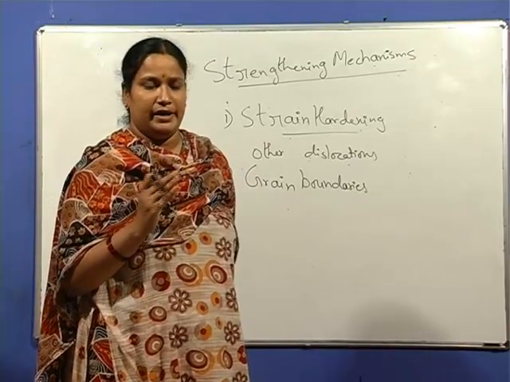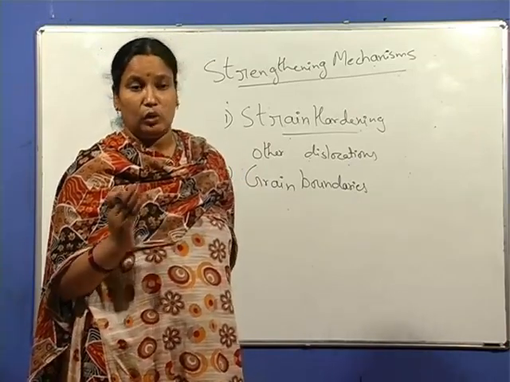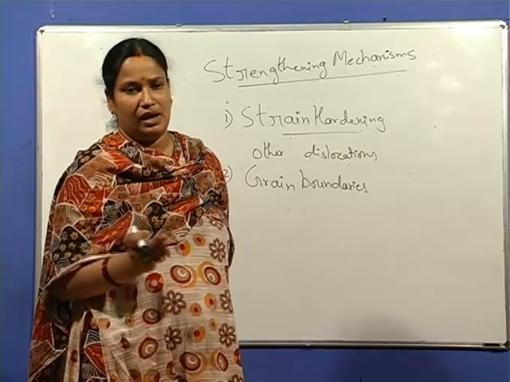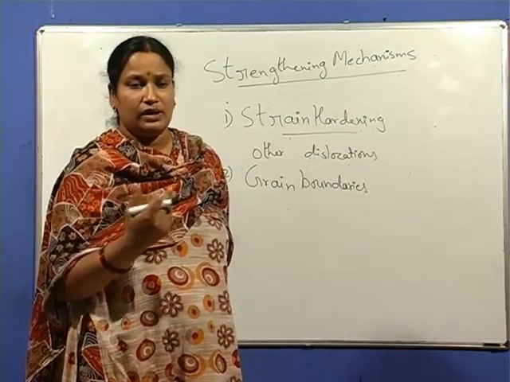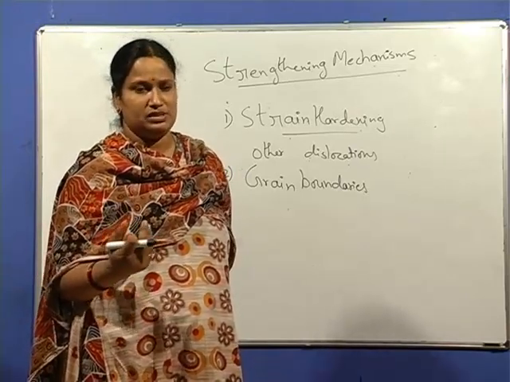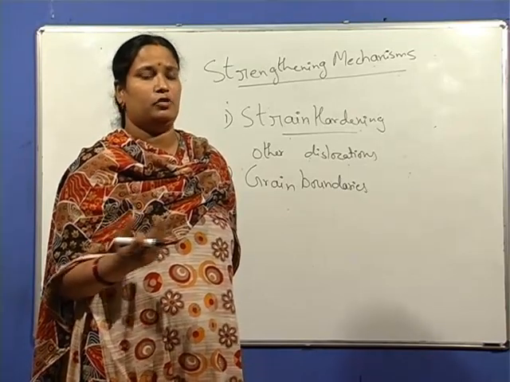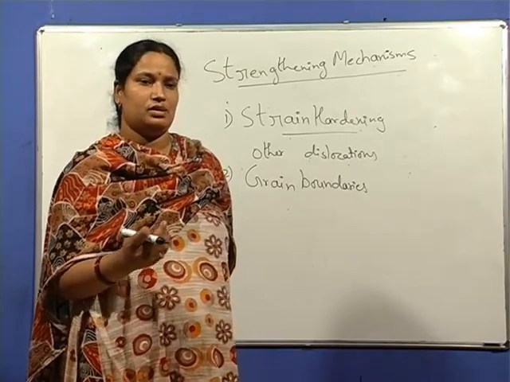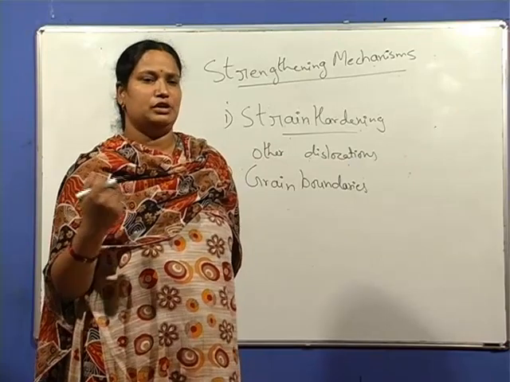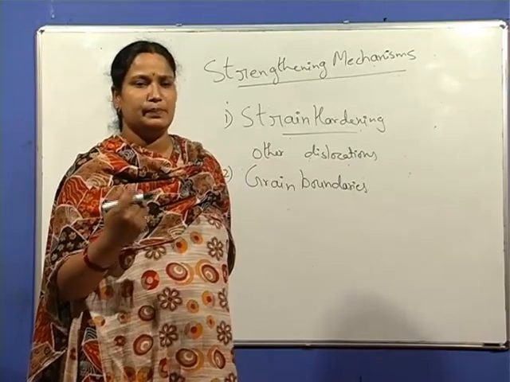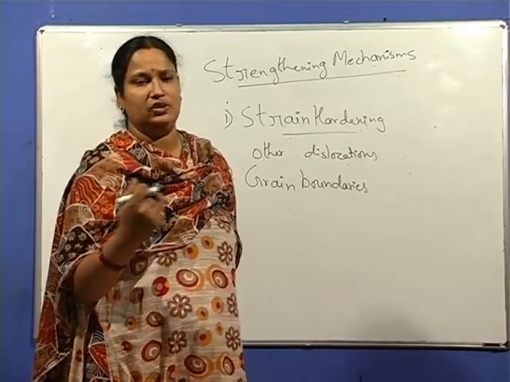What are high angle grain boundaries? What are low angle grain boundaries? And what happens along the grain boundaries? Why are grain boundaries of higher energy? Why do impurities segregate along the grain boundaries?